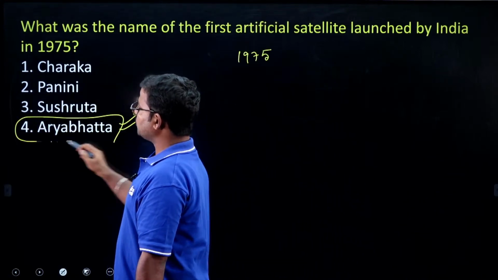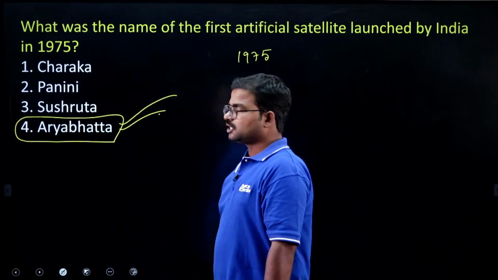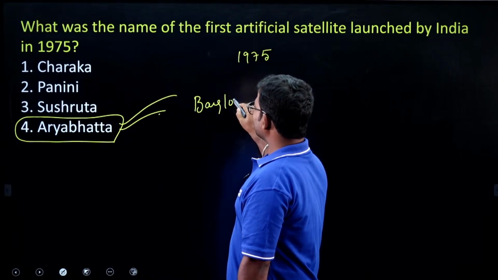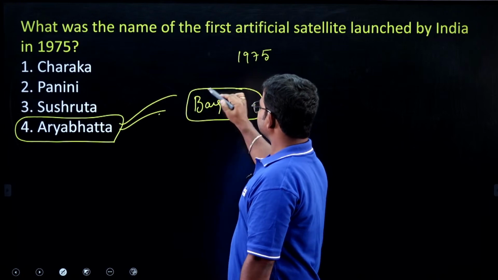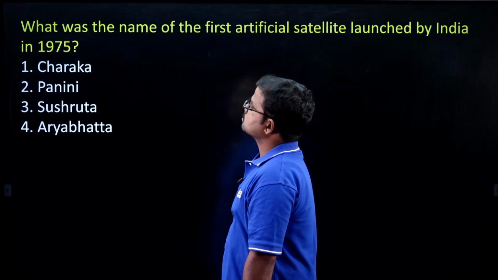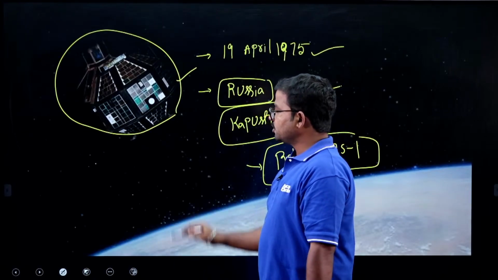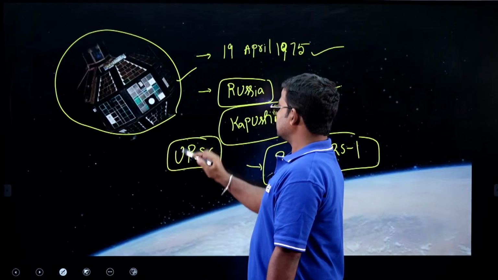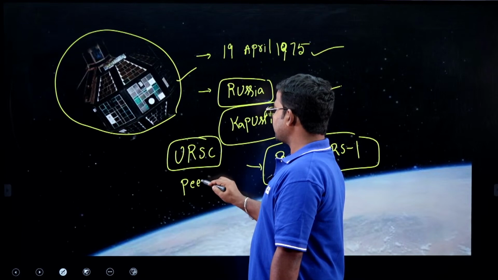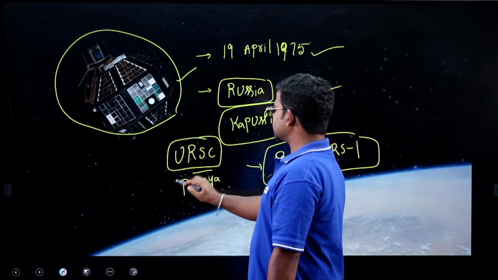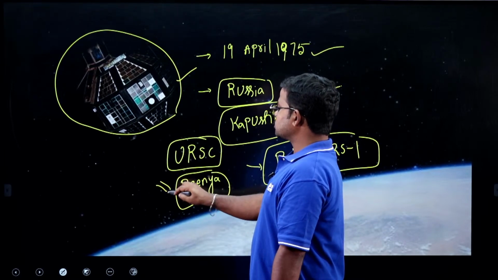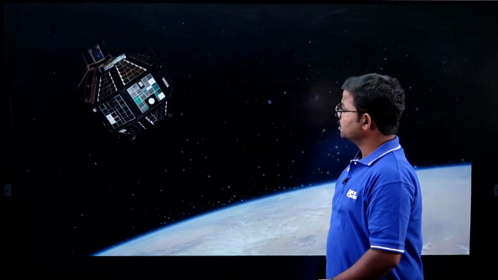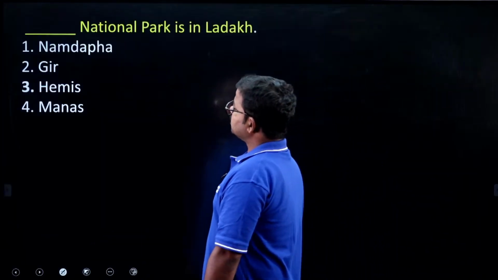Where were these types of satellites prepared? Mostly in Bangalore. We have the URSC, the U R Rao Satellite Centre, in Peenya, near Bangalore. Here, mostly Indian satellites are developed. Here is the next question.